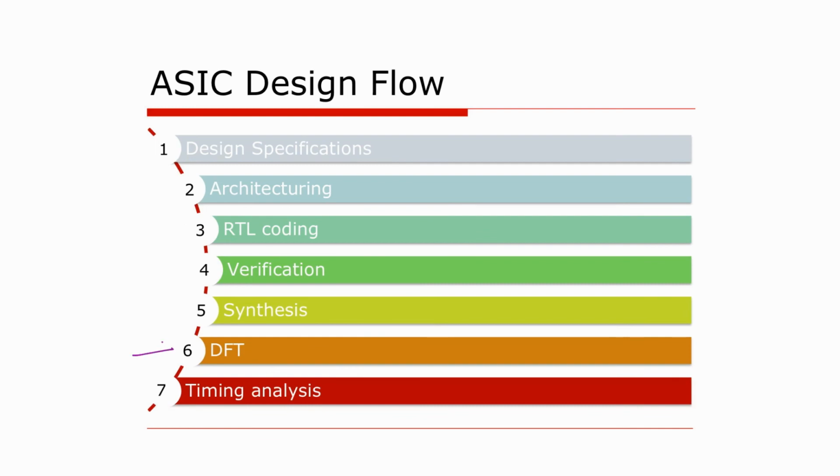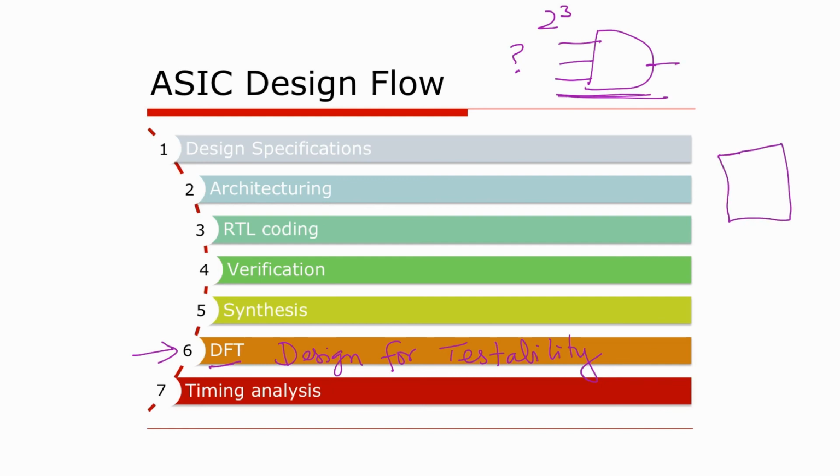The next step is the DFT step. It's not discrete Fourier transform. It is design for testability. See, for example, if we have a 3-input AND gate, how many possible inputs do we need to give to exhaustively test this chip? Since we have 3 inputs, we need 2 power 3 inputs to exhaustively test this chip. These days we have chips with in excess of say 1000 inputs or 4000 inputs. So how do we check this chip? After the chip comes out, how do we test it?